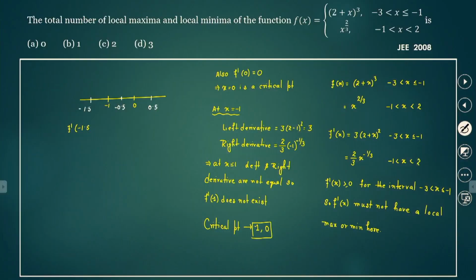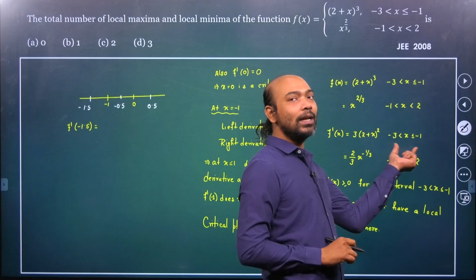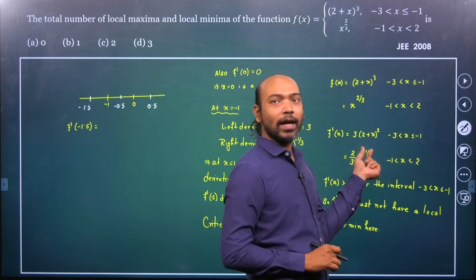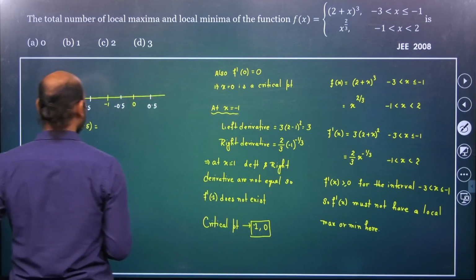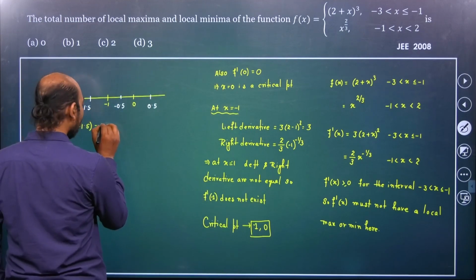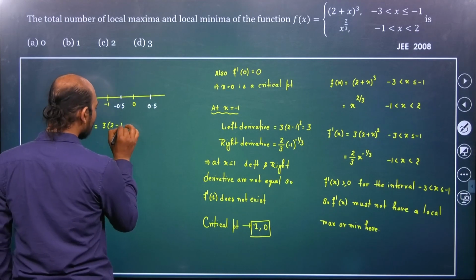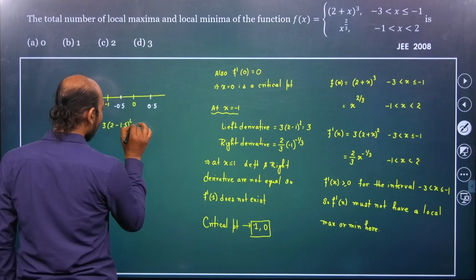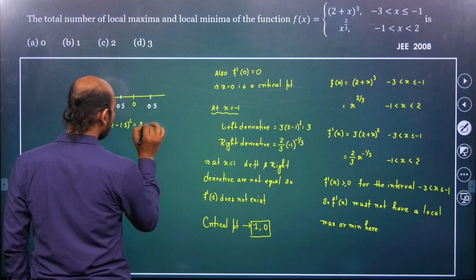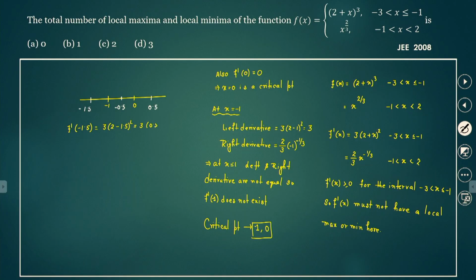Let's go ahead. So if I calculate f dash of minus 1.5, now see that minus 1.5 lies in this interval. So therefore I have to substitute x equal to minus 1.5. So what is the derivative? That gives me 3 into 2 minus 1.5 whole square, and that gives me 3 into 0.5 whole square. Whatever may be, it is greater than 0.